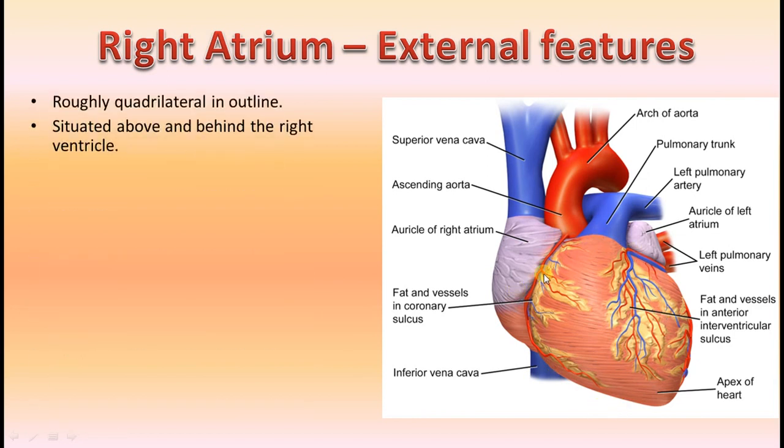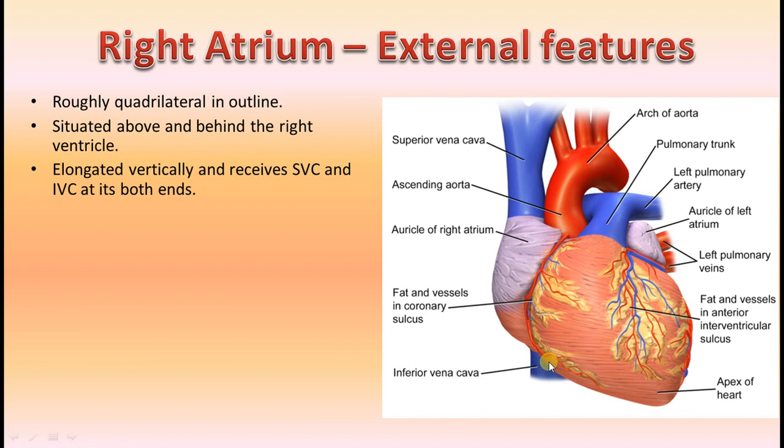So first, to start with the right atrium, it is roughly quadrilateral in outline and it is situated behind and above the right ventricle. It extends from the opening of the superior vena cava to the opening of the inferior vena cava. That is going to be the upper and the lower limit of the right atrium.